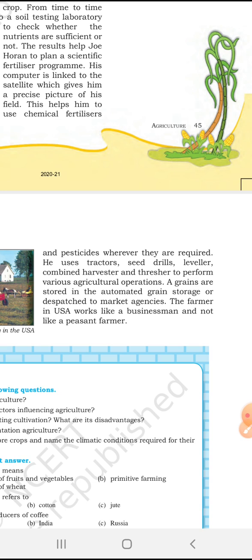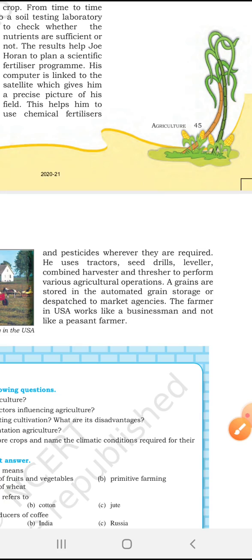He uses tractors, seed drills, leveler, combined harvester, and thresher to perform various agricultural operations. Grains are stored in the automated grain storage or dispatched to market agencies. The farmer in USA works like a businessman and not like a peasant farmer.